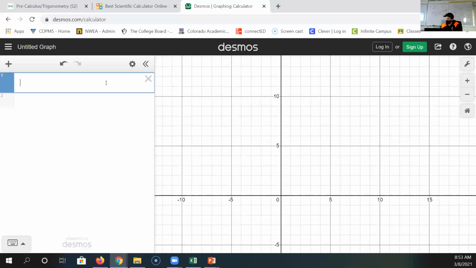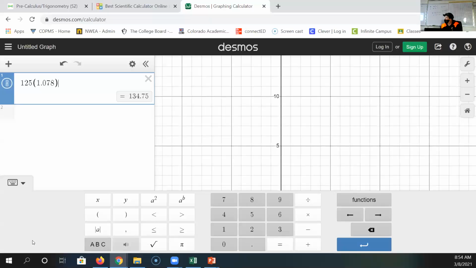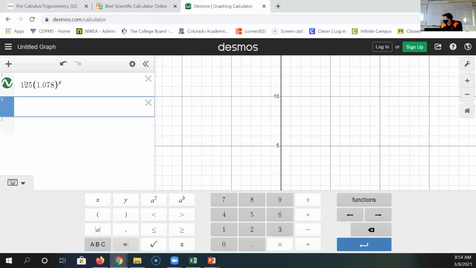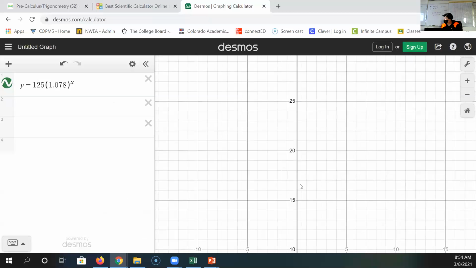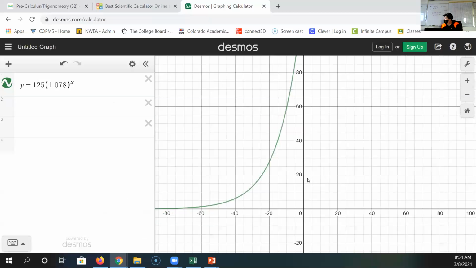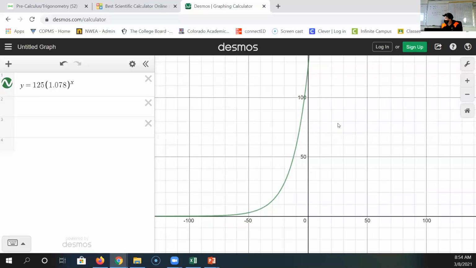Okay, let's try this again. 125, quantity of 1.078, power x. See if it takes it this way. Why are you not taking it? Still not taking it. Oh, there it is. I was just looking too close.